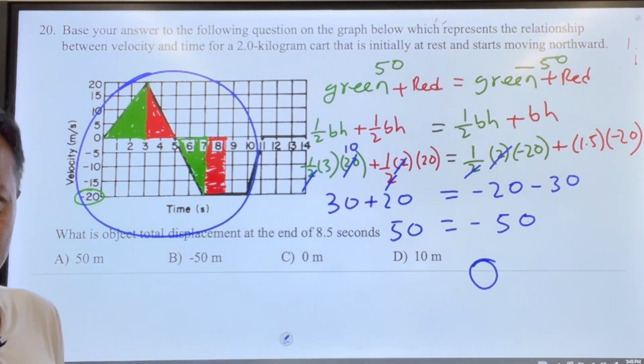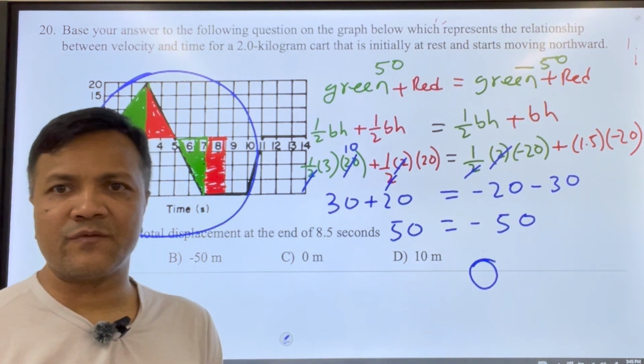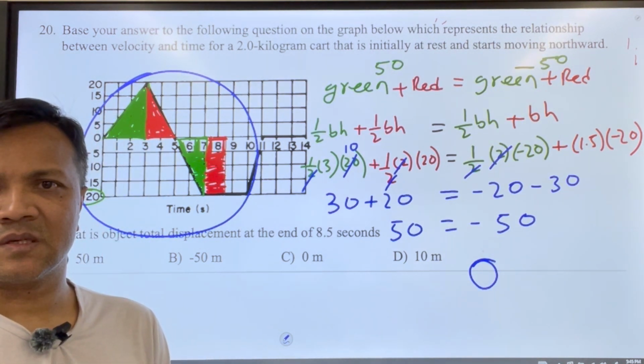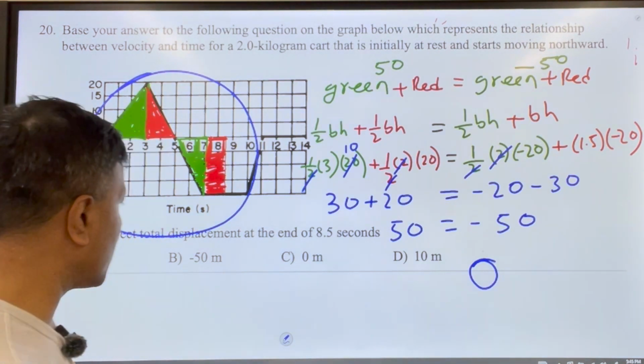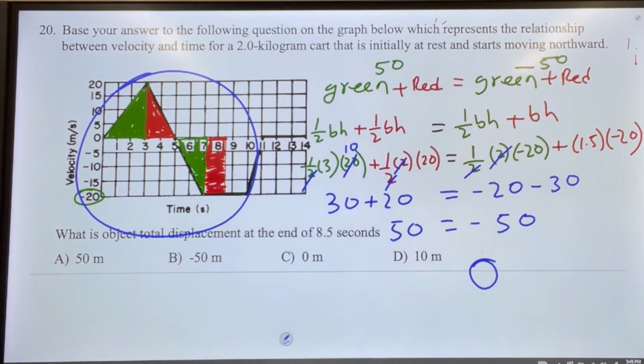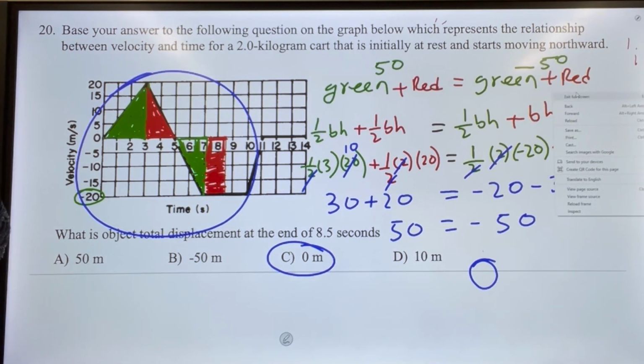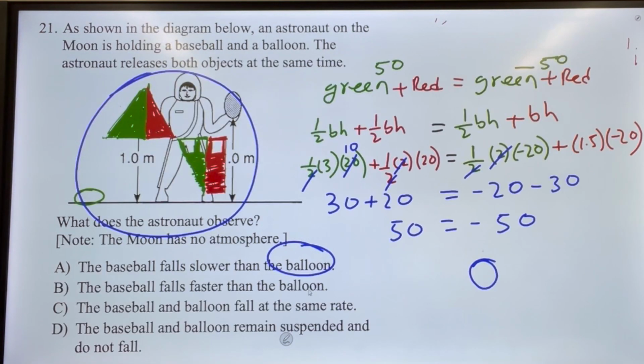What does that mean? That means at 8.5 seconds, object total displacement would be 0. And that is what you needed to do. And what is the object total displacement at the end of 8.5 seconds? And that is 0. So that takes us to problem number 21, right?